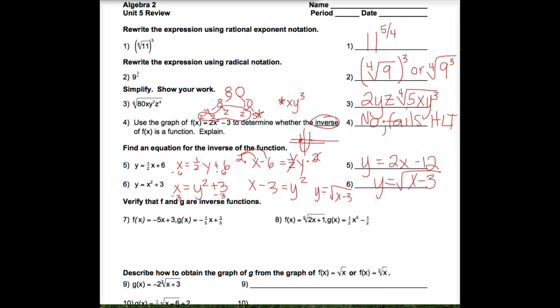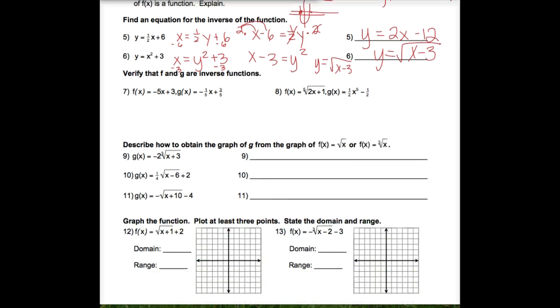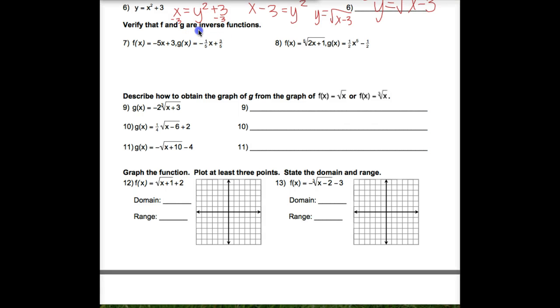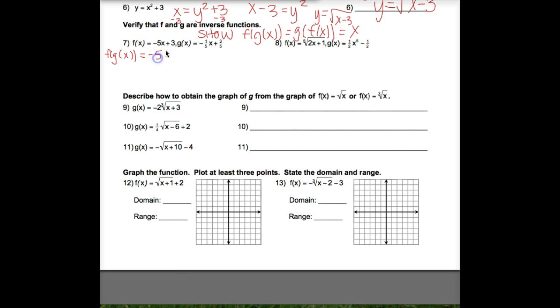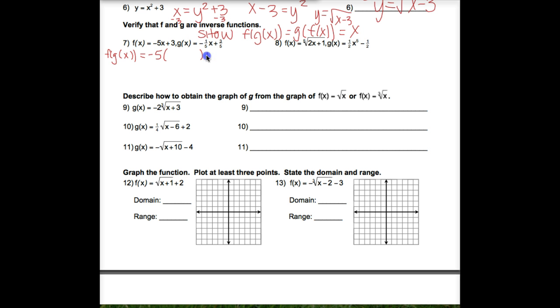Verify that f and g are inverse functions. So we can do that with the composition. We want to show that f of g of x and g of f of x, both of them, simplify down to x. So make sure you show all of your steps here. So f of g of x, that means take this f function, leave a blank parenthesis where the x was. Notice I kept everything else the same, -5, blank parenthesis, plus 3.